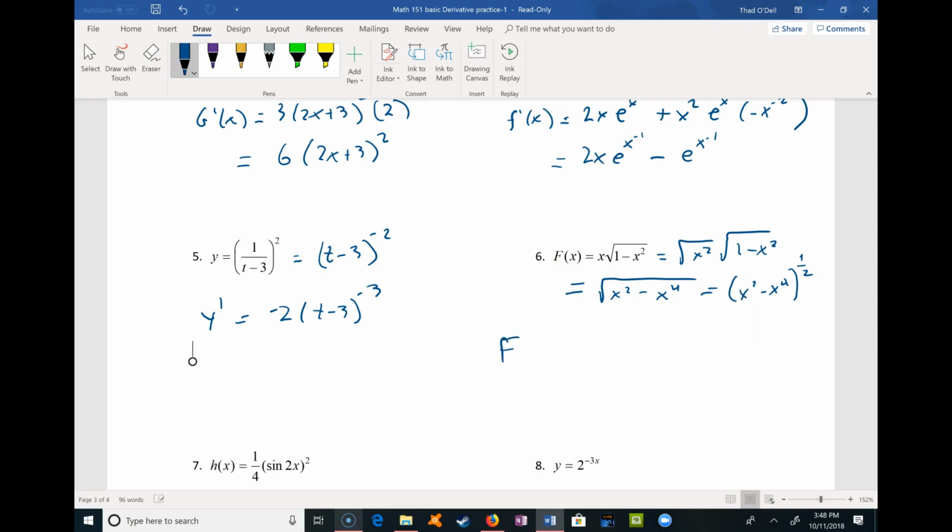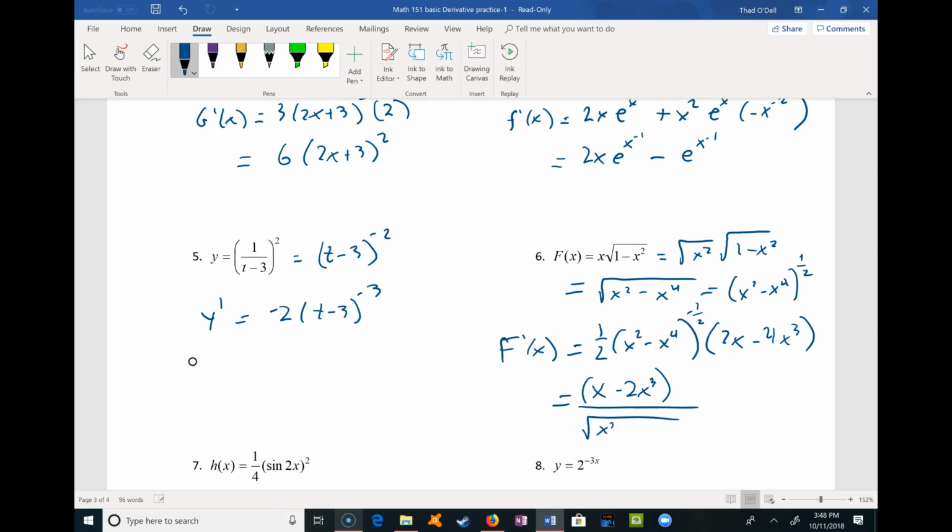So now I'm ready to take the derivative, right? So that's going to be 1/2 times x squared minus x to the fourth to the negative 1/2 power times the derivative of the inside, which would be 2x minus 4x cubed. And I can distribute that 1/2 through there, so that's actually going to be x minus 2x cubed over the square root of x squared minus x to the fourth. Why is it over? Because the negative exponent. Why is it square root of? Because that's 1/2 power.